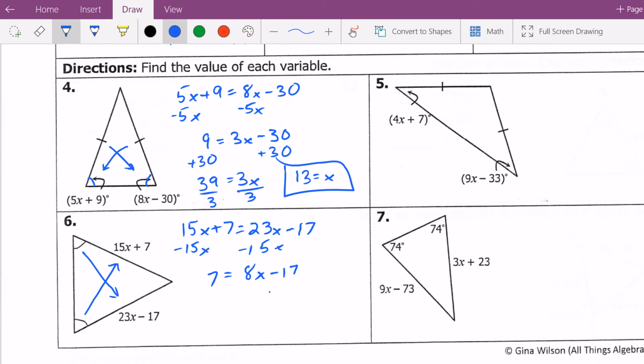Then we're going to add 17 to both sides. Ends up giving us 24 equals 8x. Divide by 8. And 3 equals x.